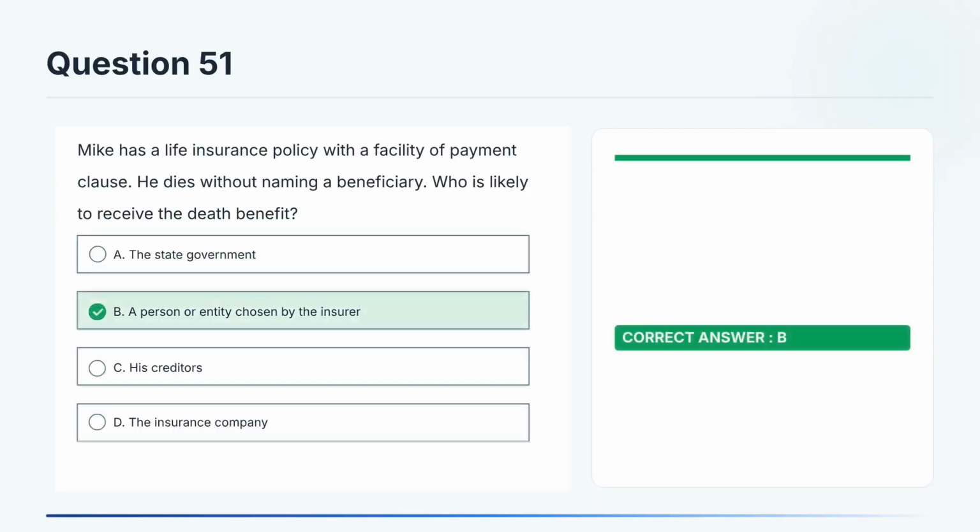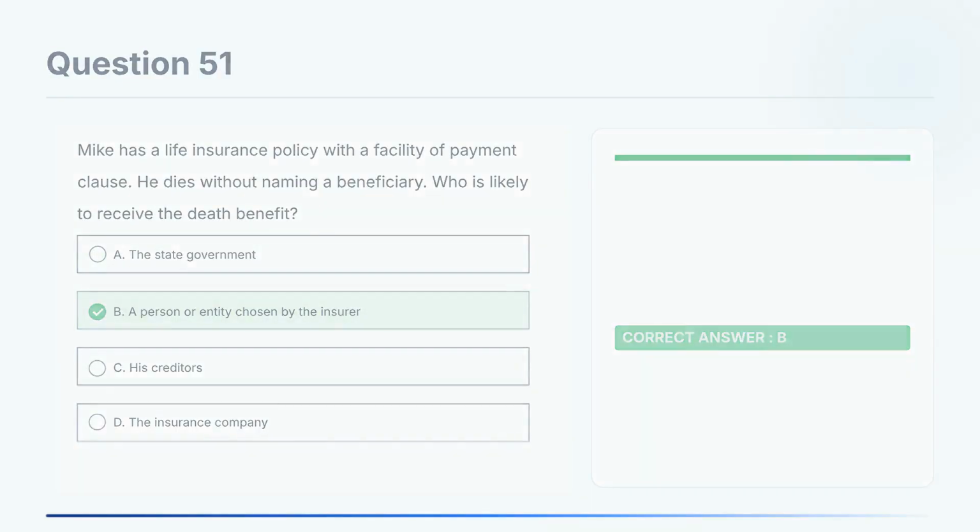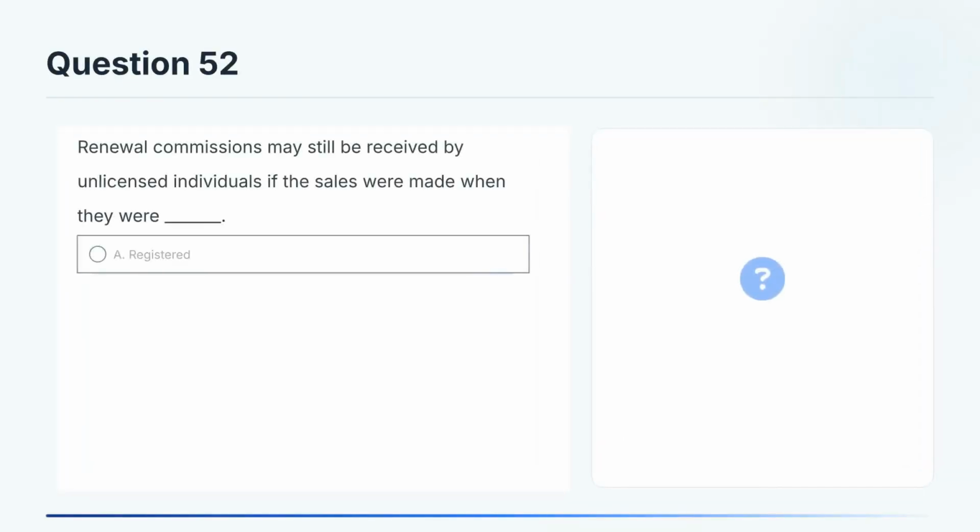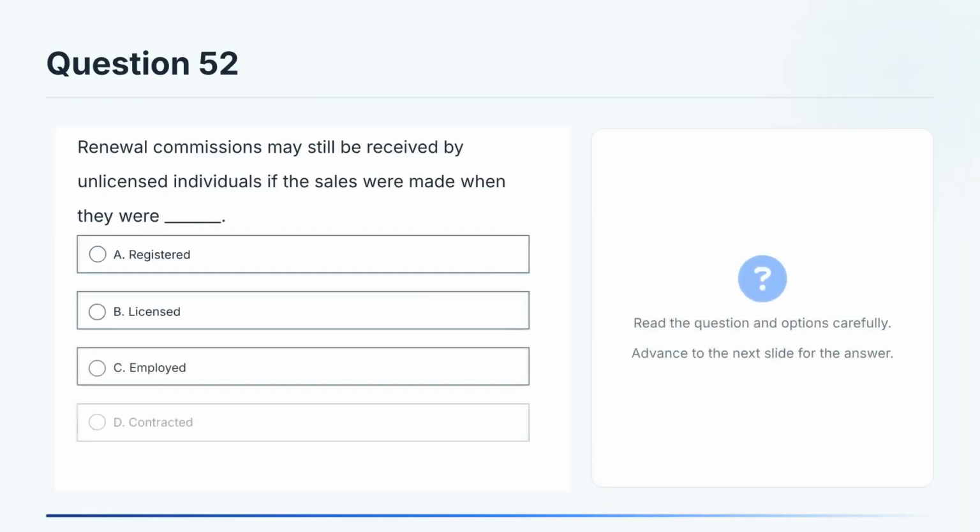The answer is B. A person or entity chosen by the insurer. Question 52. Renewal commissions may still be received by unlicensed individuals if the sales were made when they were blank. A. Registered. B. Licensed. C. Employed. D. Contracted.